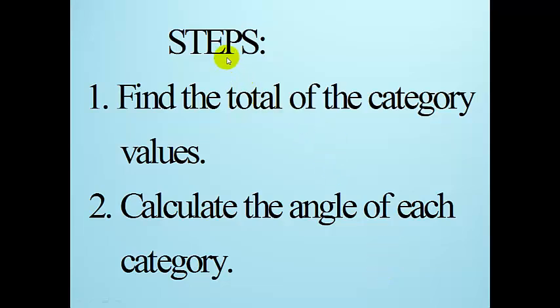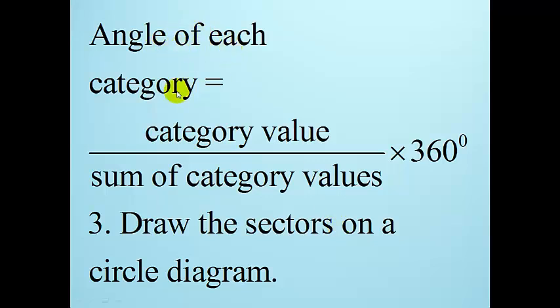Now, these are the steps that we are going to follow in the construction of a pie chart. Step number 1. Find the total of the category values. Step number 2. Calculate the angle of each category. The angle of each category is equal to category value divided by the sum of category values times 360 degrees. Step 3. You draw the sectors on the circle diagram.